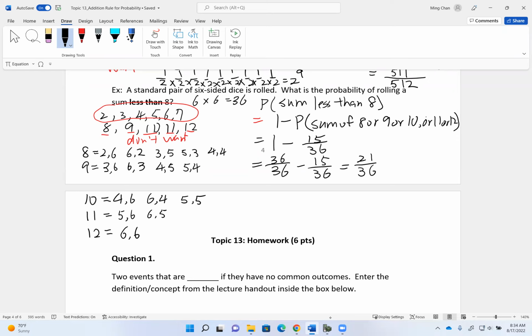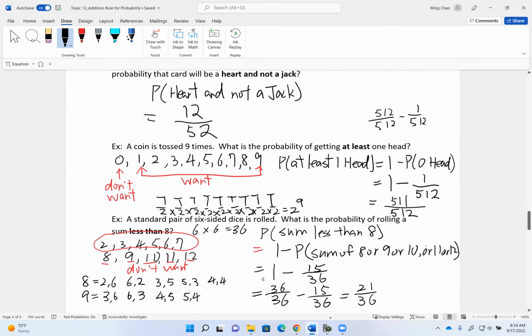ways for the sum of 8, 9, 10, 11, or 12. So just kind of teaching you what it means for the probability addition rule.